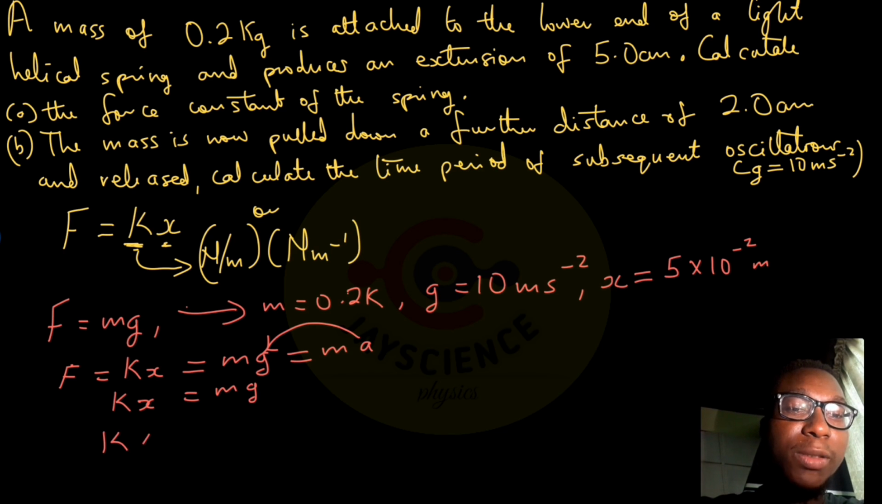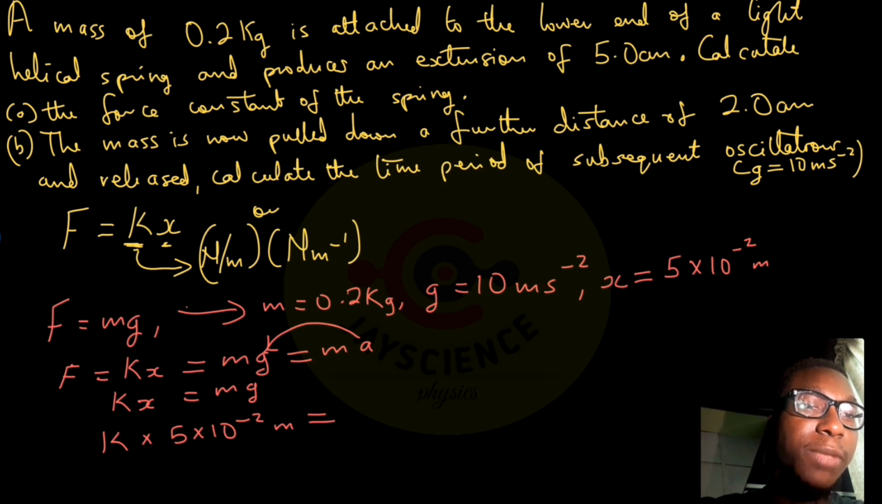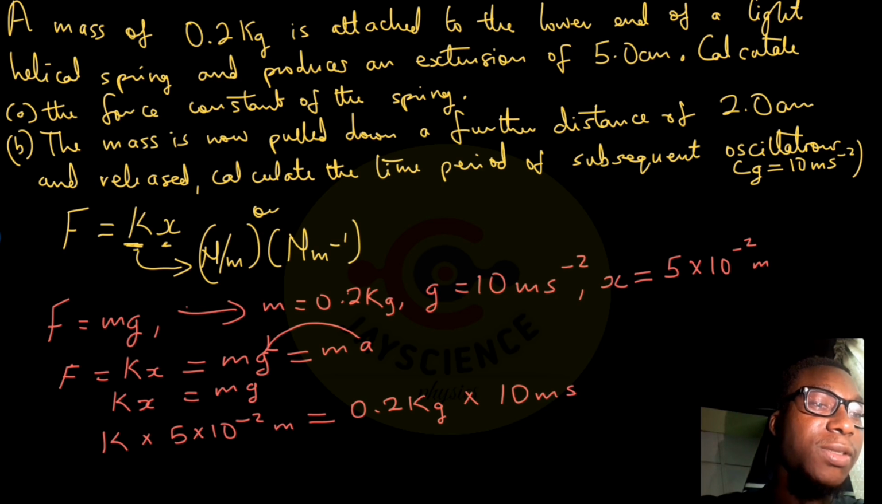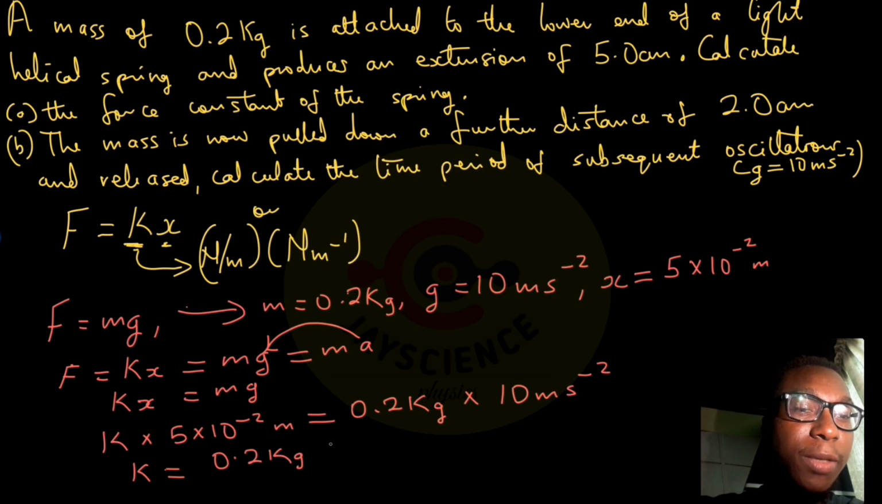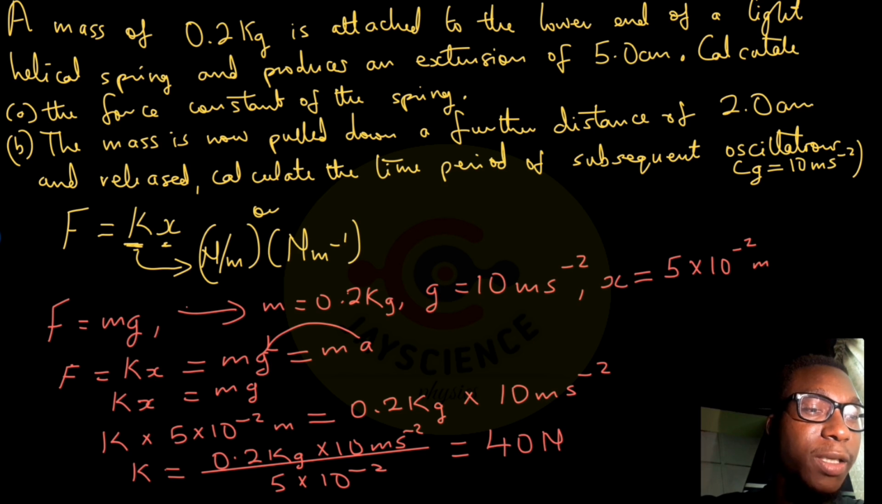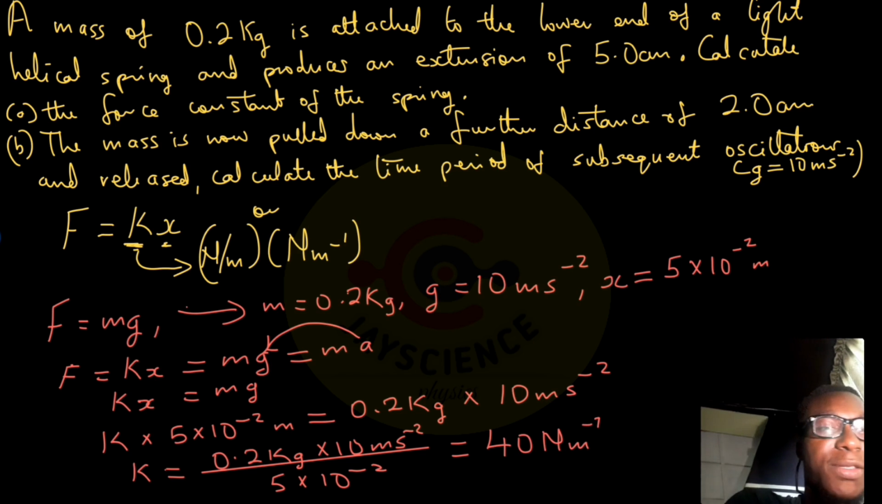Let's equate those two to each other. That's k multiplied by x, which is 5 times 10 raised to the power of minus 2 meters, equal to the mass, 0.2 kg, times the acceleration due to gravity, 10 meters per second squared. K will be equal to 0.2 kg multiplied by 10 meters per second squared divided by 5 times 10 raised to the power of minus 2. This should give you 40 Newton per meter. That should be part one.